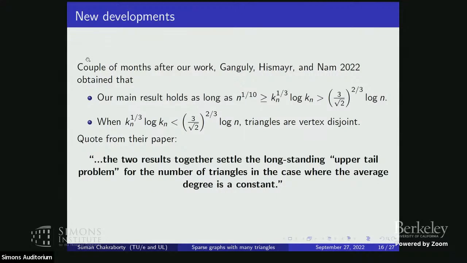So this is the quote from their paper: the two results together settle the long-standing upper tail problem for the number of triangles in the case where the average degree is constant. So, any questions on this? You want me to elaborate?